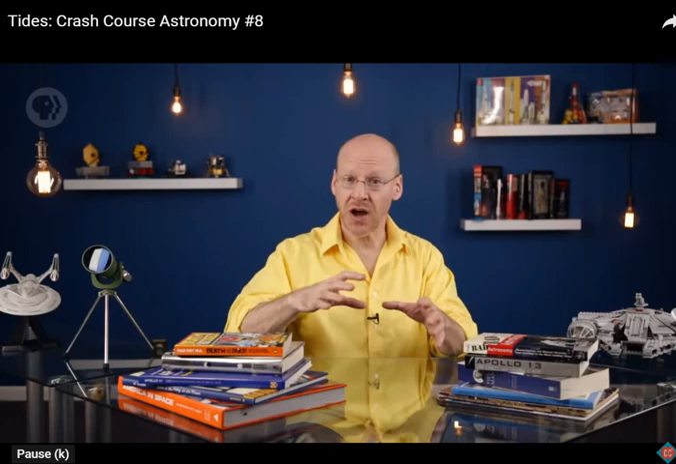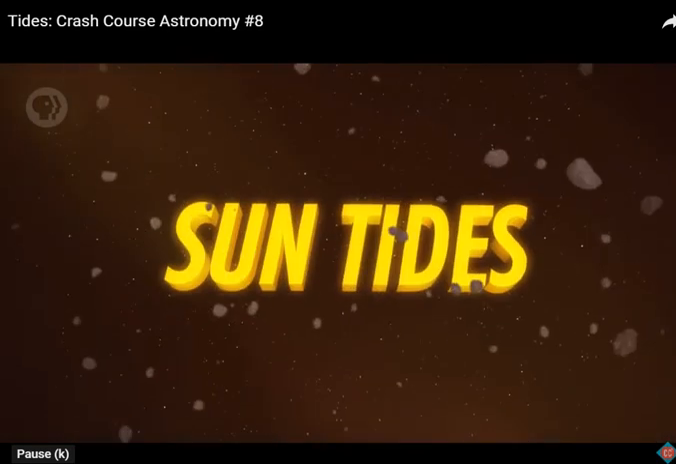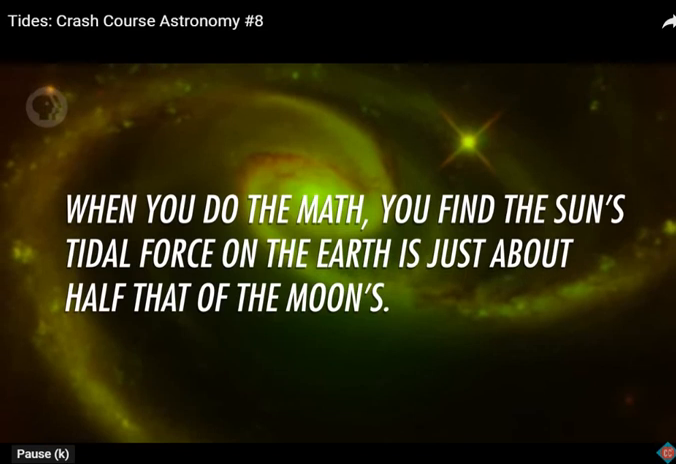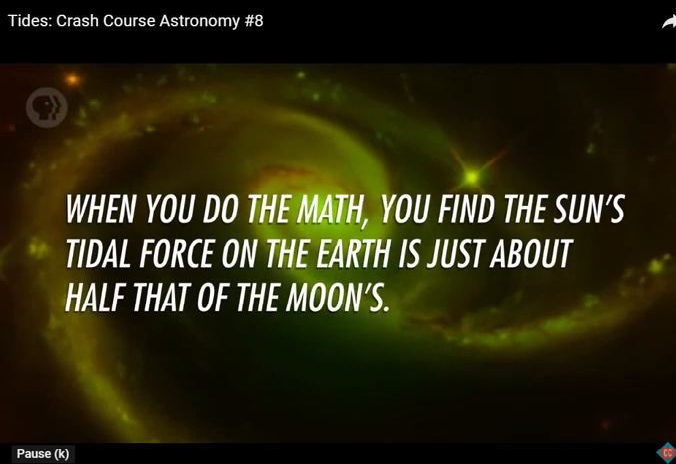Now wait a second. If the moon has gravity, which causes tides, and is the root cause behind all these shenanigans, what about the sun? It's even bigger than the moon. Tides depend on the gravity from an object and your distance from it. The sun is far more massive than the moon, but much farther away. These two effects largely cancel each other out, and when you do the math, you find the sun's tidal force on the Earth is just about half that of the moon's.